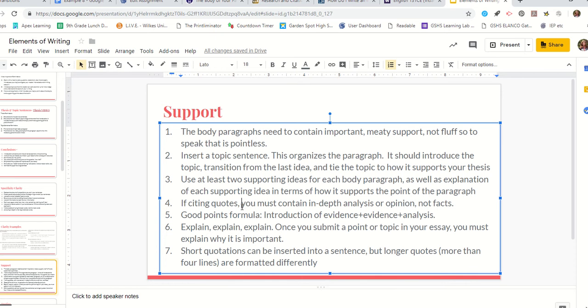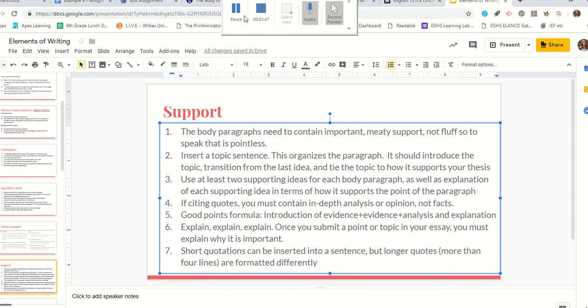So it's good to introduce your evidence, which could be from another source or from your own head. You give the fact, the example, or the quote, and then you analyze and explain. So let me add that in here, an explanation. You explain how this is proving your overall point, or why you included it. You must always explain why your facts are important.